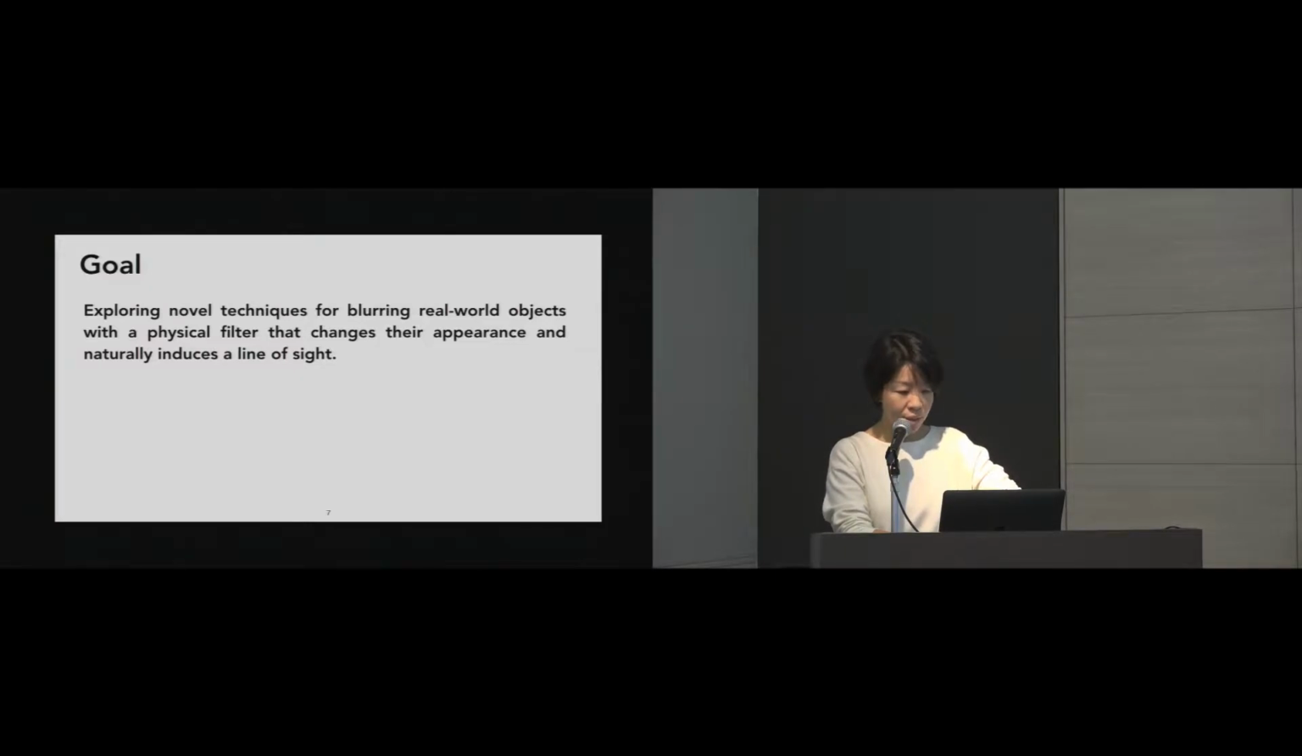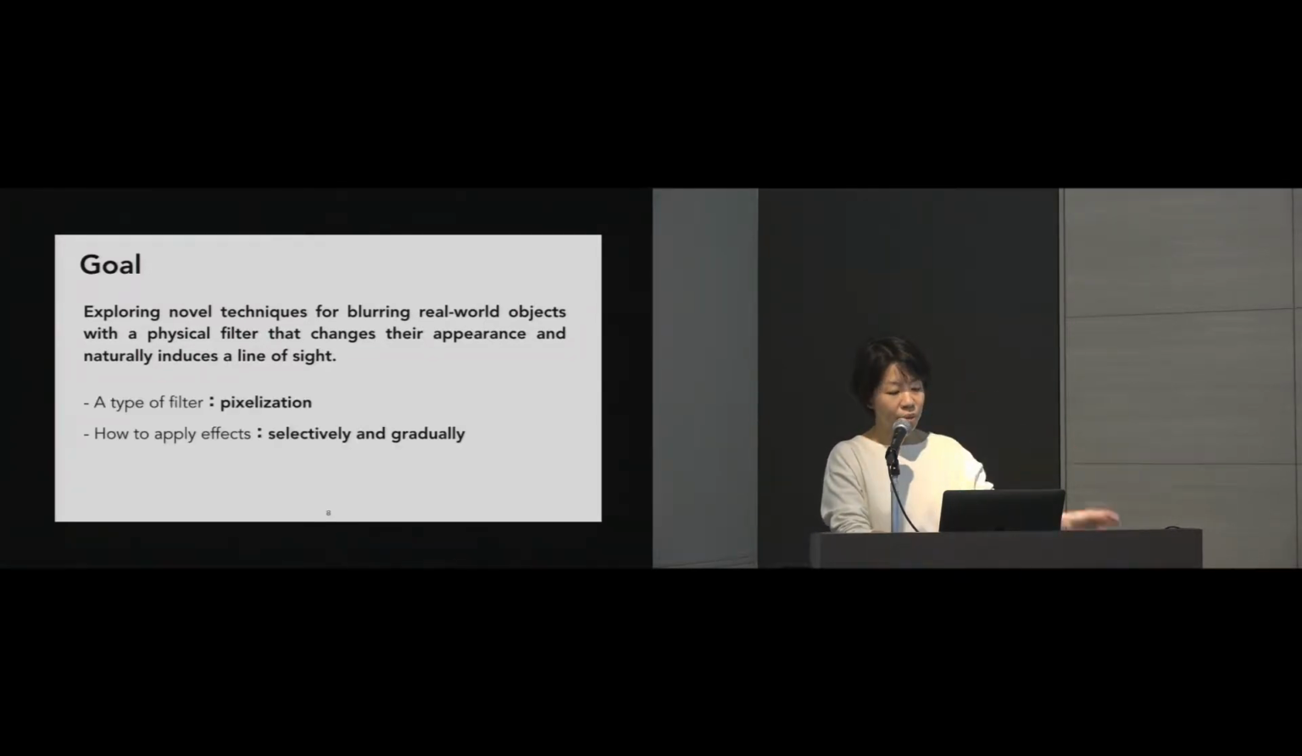So, in this research, we set our goal to explore novel techniques for blurring real-world objects with a physical filter that changes their appearance and naturally induces a line of sight. As a type of filter and its effect that meets our objective, we focus on the pixelization filter. Additionally, to make it easier for people to notice real-world objects with a pixelization effect, we believe that it is important to apply the effect selectively and gradually, rather than statically and immediately. So we propose a selective and gradual real-world pixelization filter.